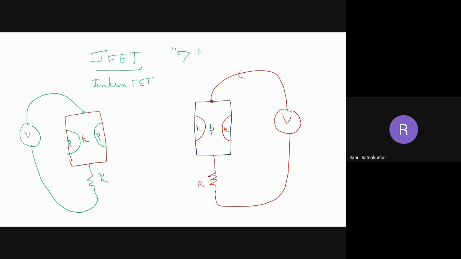Where is the control happening? Now, how is the current flowing? We can see there's a channel here. Where is the channel? This is the channel. This is the channel through which your current charge is going to pass.